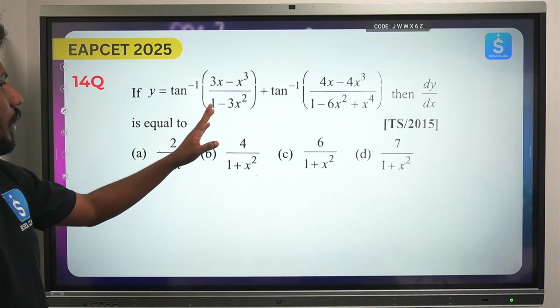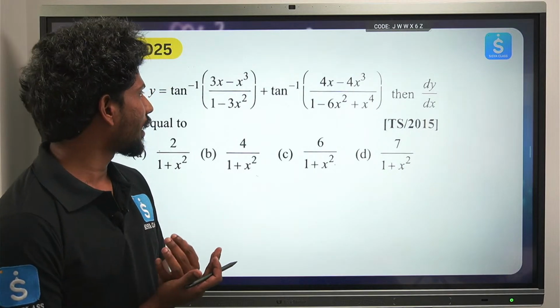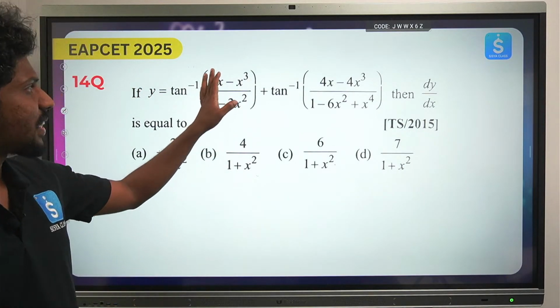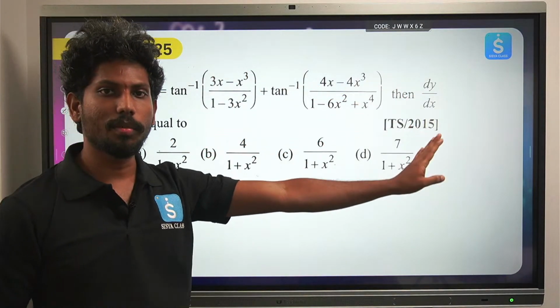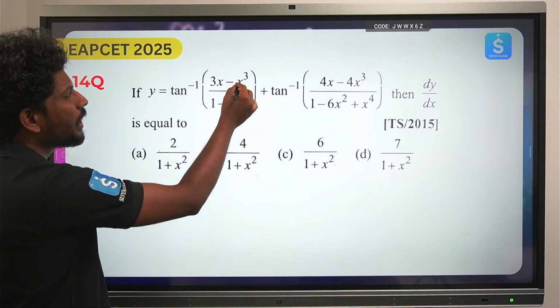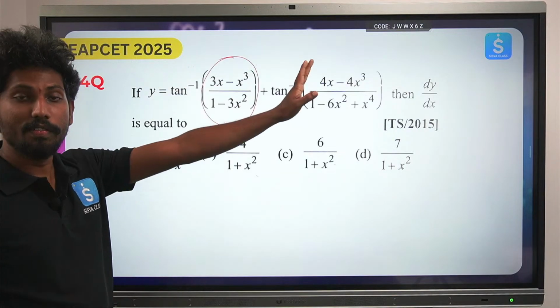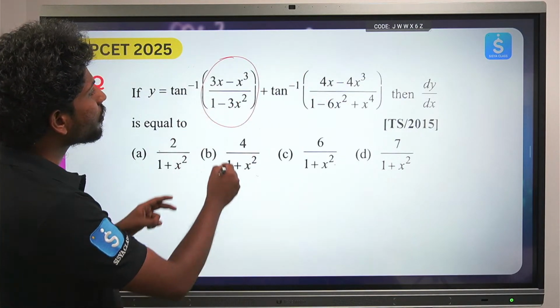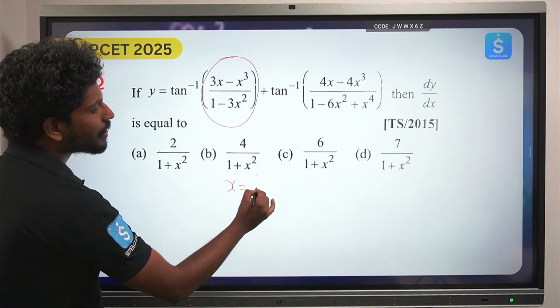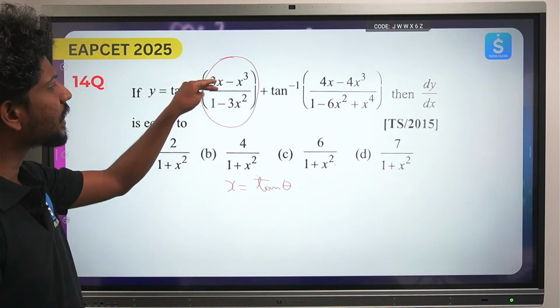Next, okay, so this is the last problem. I was thinking of not doing this problem, but I just missed it. This is similar to the concept that has been taught in the morning class, but I felt I should discuss this sort of problem. Look here, whenever he is asking the differentiation of such a bigger inverse trigonometric expression, what you need to do is just take x equals tan theta. Why am I choosing x equals tan theta?